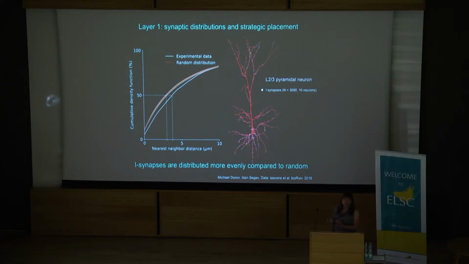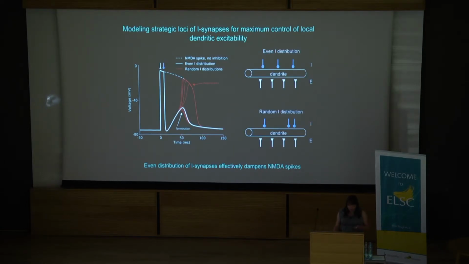The first thing that Michael noticed is that the inhibitory synapses seem to be distributed a lot more evenly than the excitatory synapses, and more evenly than one would expect if they were just randomly sprinkled over the cell. So what he did was model how that would potentially impact excitatory NMDA spikes in the dendrites.